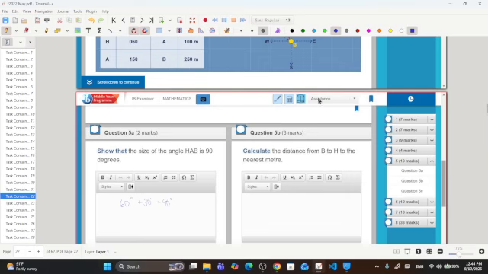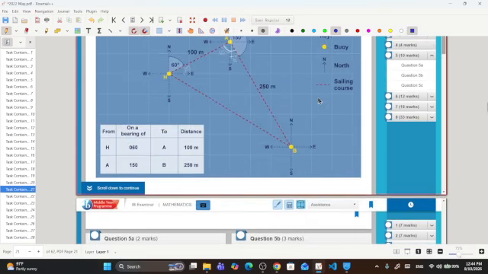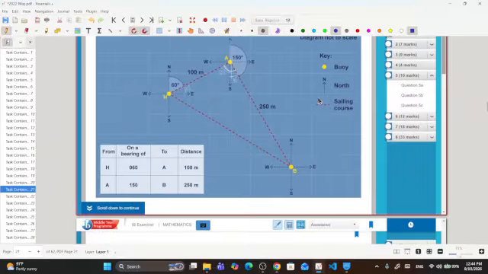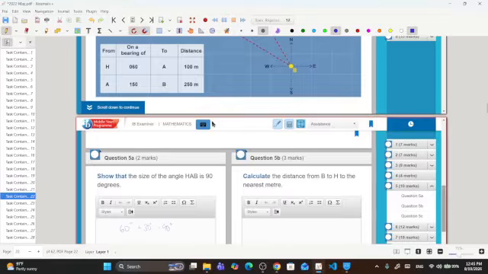Then it says, calculate the distance from B to H to the nearest meter. B to H. Okay. Then it says calculate this distance, essentially speaking. All right. This is 5 part B.